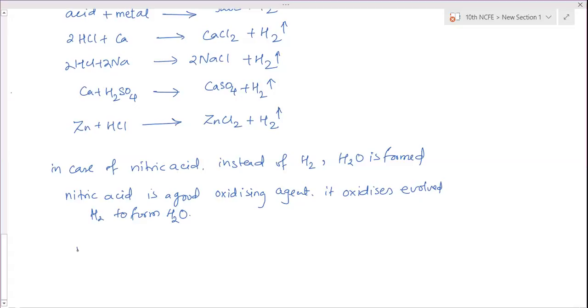So actually HNO3 itself, whenever it reacts with metal, immediately decomposes to form H2O plus NO2 plus O2. It will form water vapors, nitrogen dioxide, and oxygen gas. And this oxygen gas combines with hydrogen to form water.